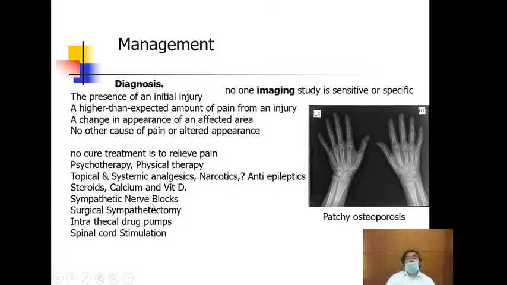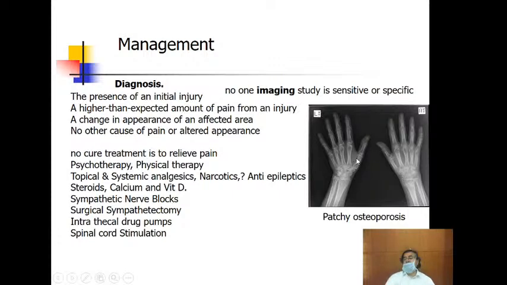And sometimes, if the pain is very, very severe, we may resort to what is known as a sympathetic nerve block, or sometimes a surgical sympathectomy also has to be done in these patients. And on radiology, once you take the X-ray of the affected part, you will see what is known as patchy osteoporosis. Patchy osteoporosis is the radiological finding in Sudeck's osteodystrophy or regional pain syndrome.